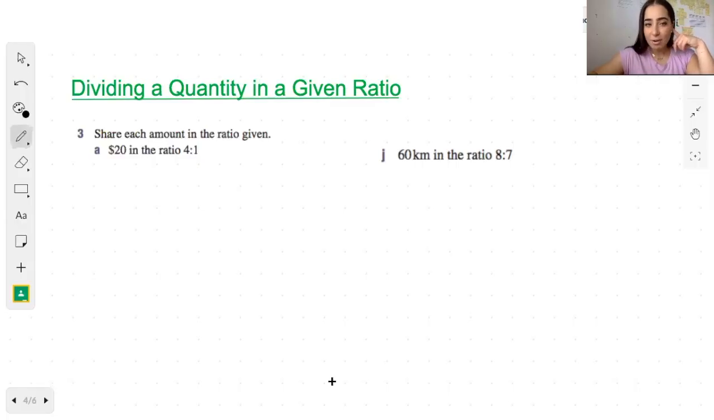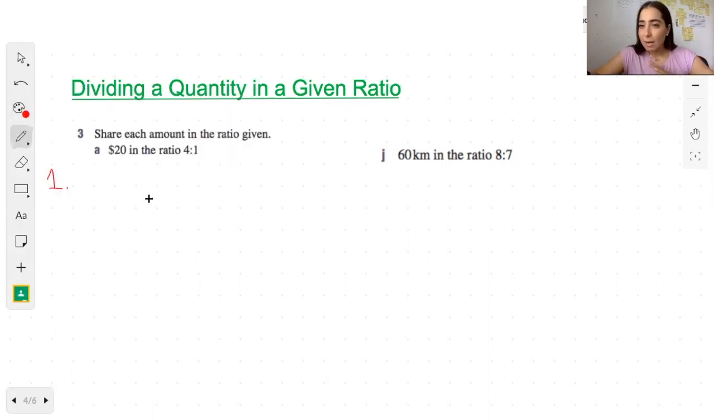Okay, so we're going to start off with fairly straightforward, simple questions, and then we're going to progress to intermediate and then the harder style questions. So this first question asks you to share each amount in the given ratio. Part A is you need to share $20 in the ratio 4:1. Okay, so like I said, 3 steps.